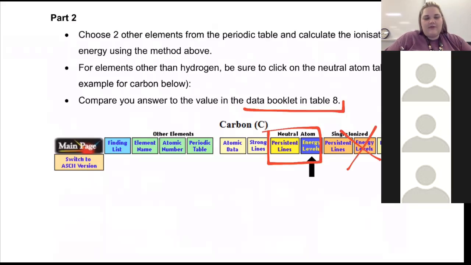I'm going to post it. I forgot to post the data booklet on Canvas, but I'm going to post the file with the data booklet so that you can do that part as well, okay?